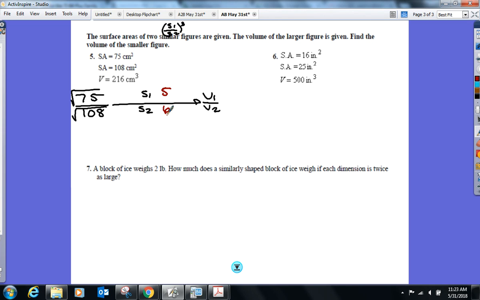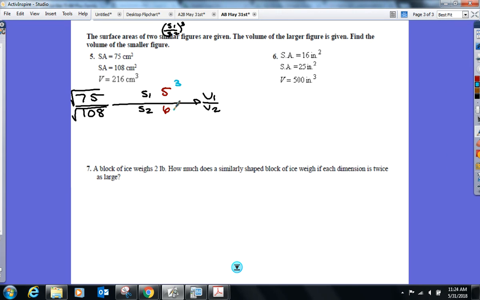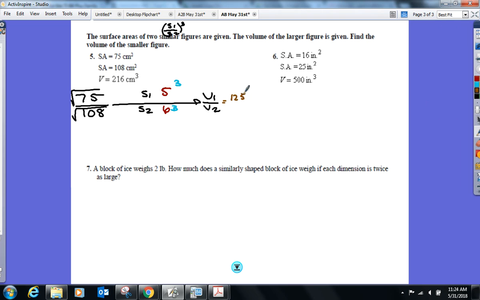What would be the ratio of their volumes now? What do I do with 5 and 6? Cube them. Yeah, cube them. And the ratio of the volumes? That's the ratio I need in my proportion right now. So I know the volumes are in a ratio of 125 over 216. What is this 216 here? Larger or smaller one? Larger. So, and this one, I should have did second, but it's fine.